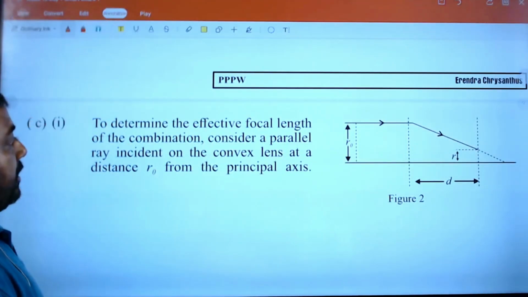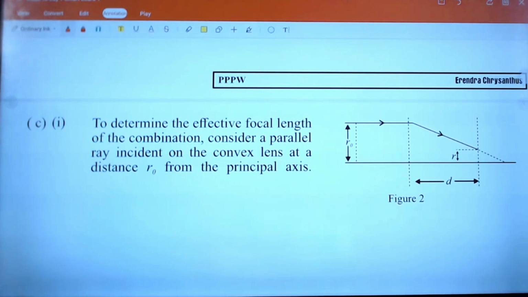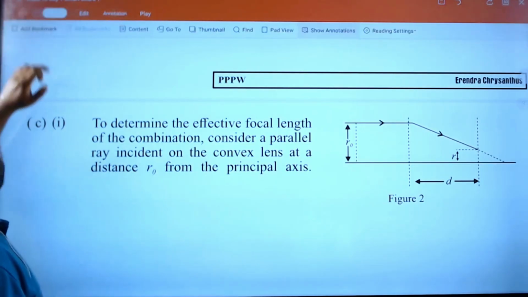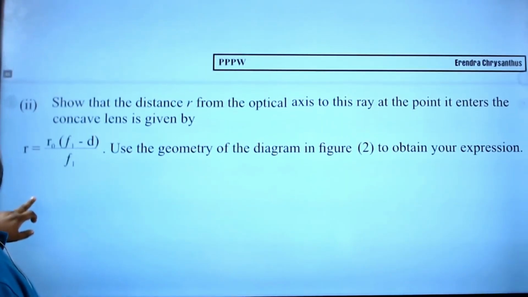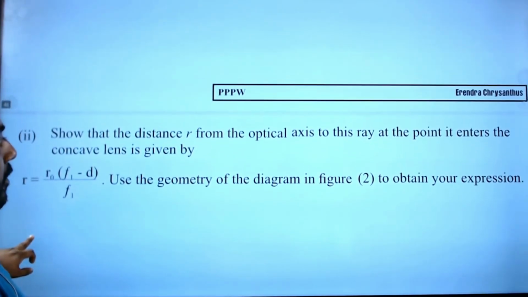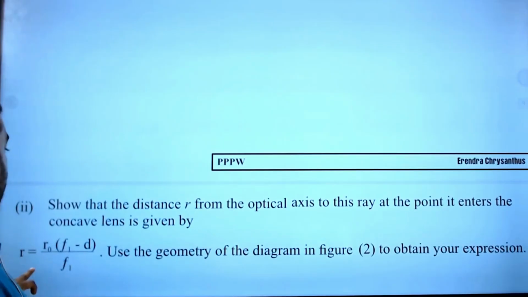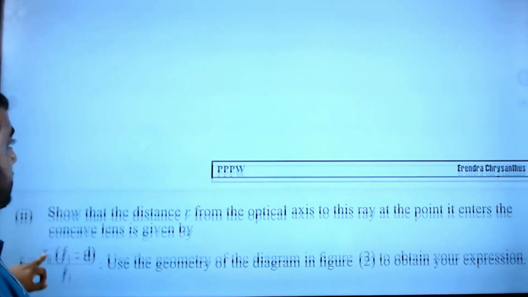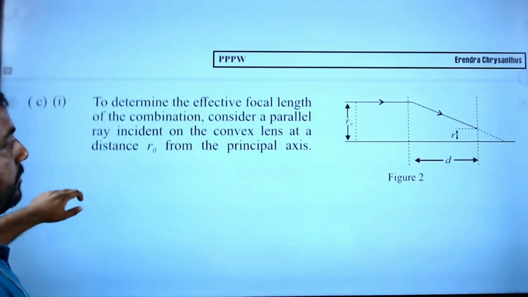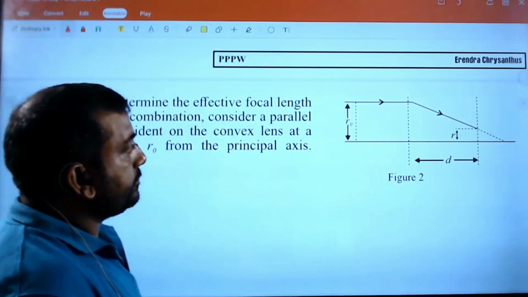To determine the effective focal length of the combination, consider parallel rays at the convex lens at distance r0 from the principal axis. What are they asking you? Show that the distance r from the optical axis to the point where it enters the concave lens is given by this relationship. Right, let's see.